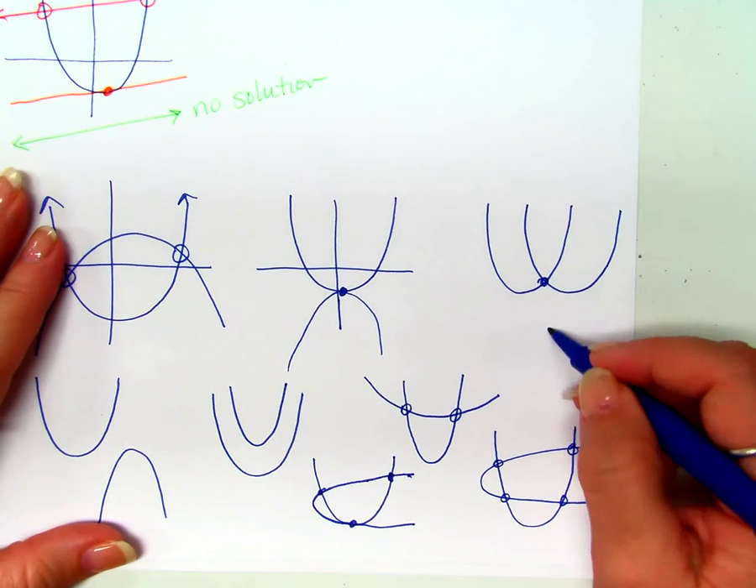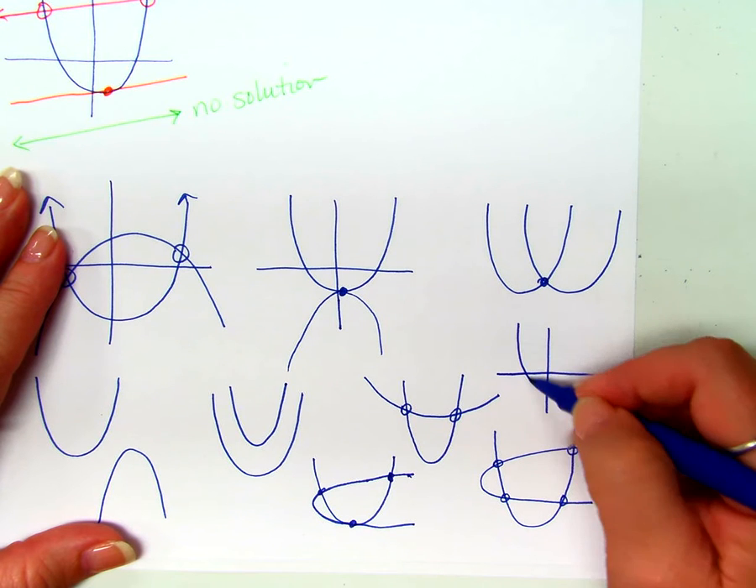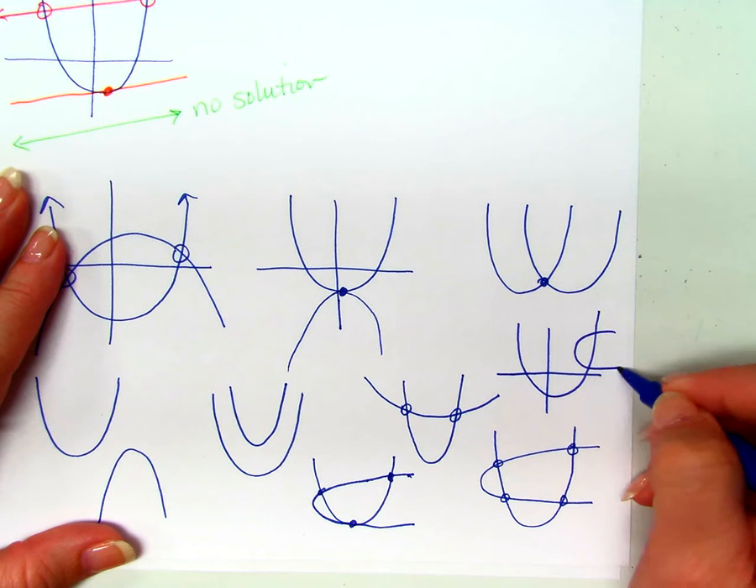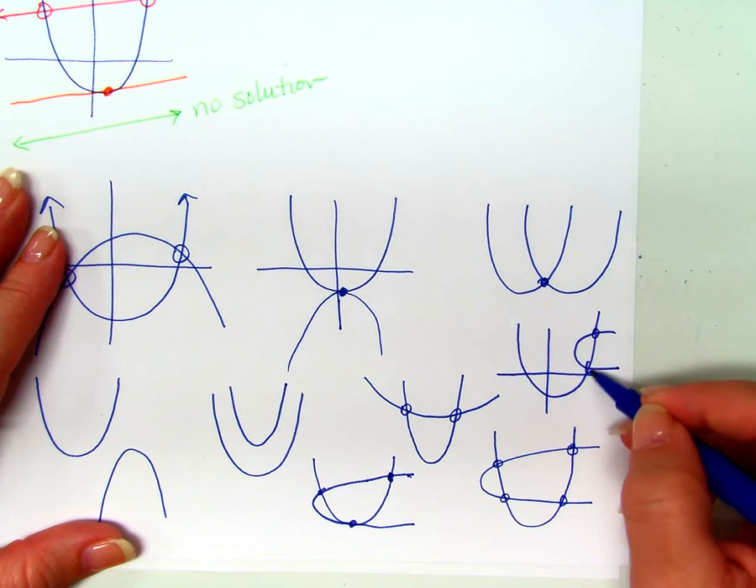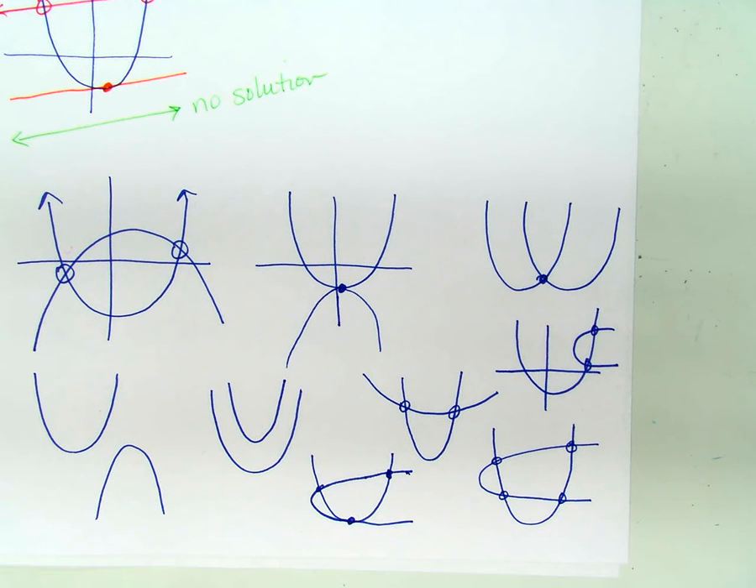You could have 2 solutions that way. Why do I keep drawing that? It could go just like that, right? 1, 2.